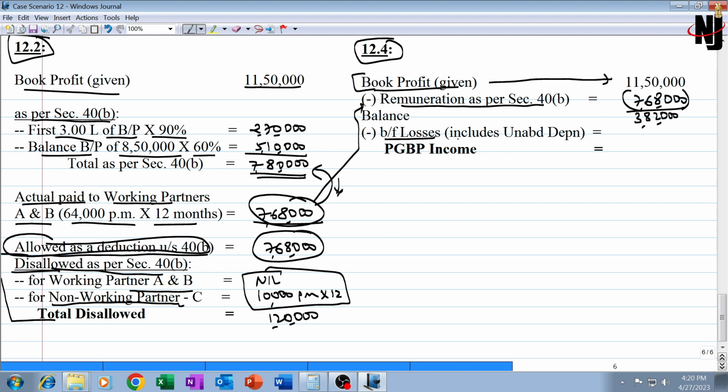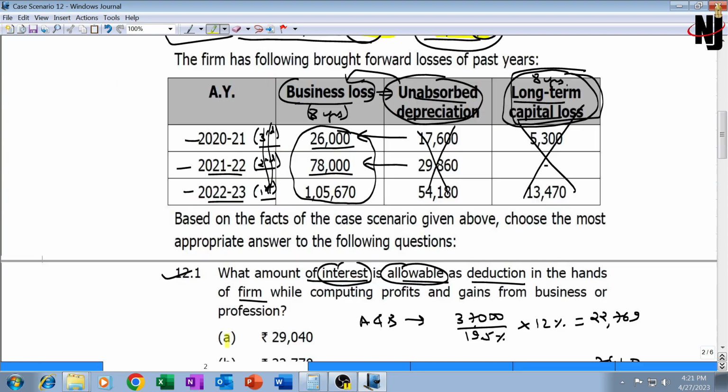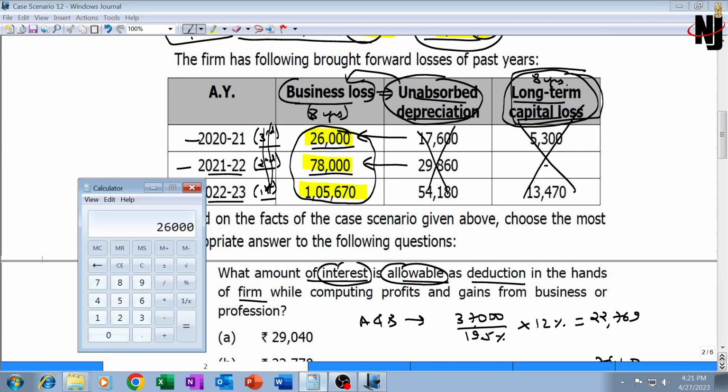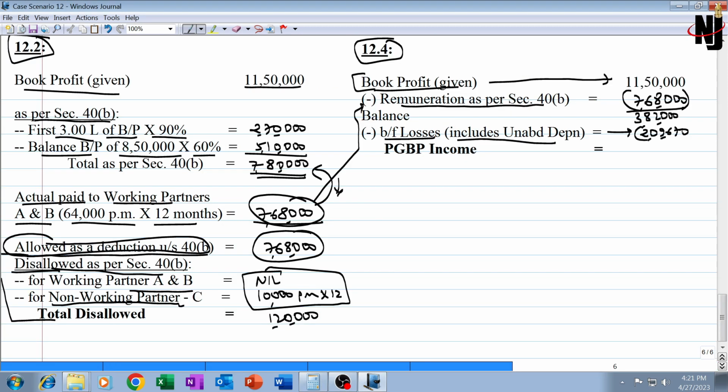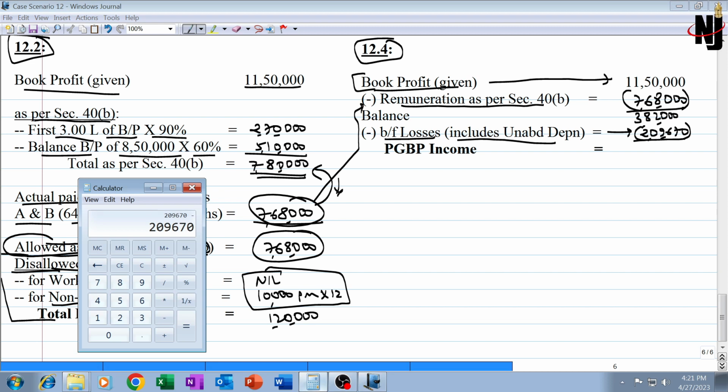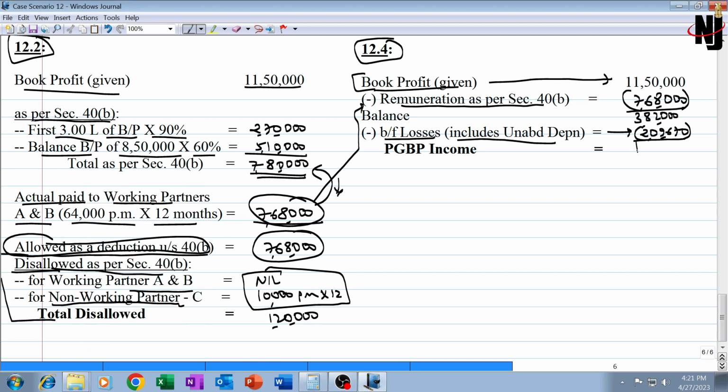Brought forward losses, which include unabsorbed depreciation, are how much? 26,000 plus 78,000 plus 105,670. Let's take the total. 26,000 plus 78,000 plus 105,670. Total losses are 209,670. 209,670 we will be subtracting. How much will be the balance? 382,000 minus 209,670 is 172,330. 172,330 will be the PGBP income.